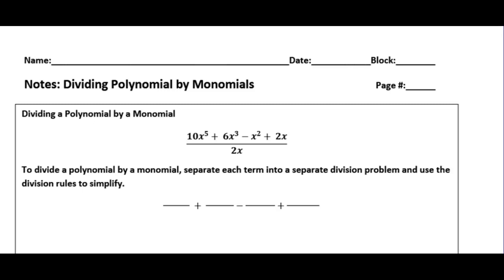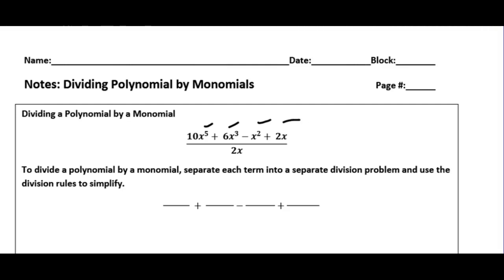Alright, today we're going to be looking at dividing a polynomial by a monomial. We've already spent one class dividing monomials, or a monomial by a monomial. Today we're going to be actually taking something that's multi-terms and dividing it by a monomial. If you look at the sample problem we have here, this example, we have 4 terms divided by 1 term.